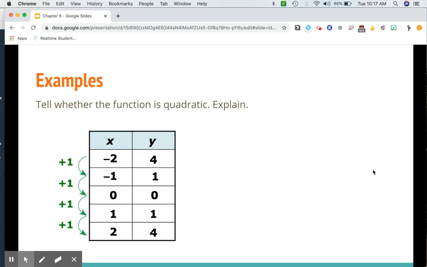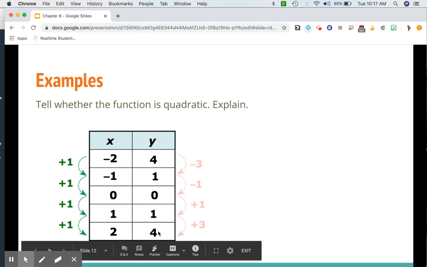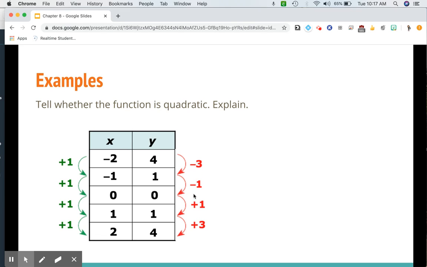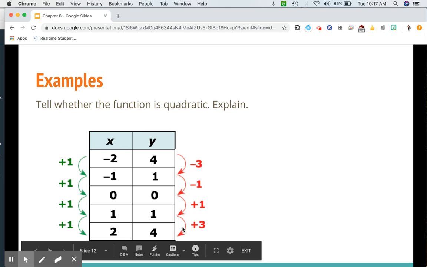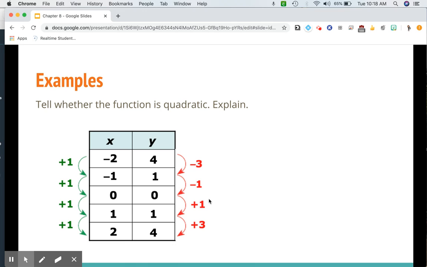Now you need to look at your y values and see what the first difference is. So to go from 4 to 1, 1 to 0, 0 to 1, and 1 to 4. You're going to be subtracting 3, then subtracting 1 again, then adding 1, then adding 3. So you hopefully see patterns and kind of know from previously that quadratics are symmetrical. So this does look promising for us to have a quadratic function here. But what we really need to do to determine is look at that second difference.